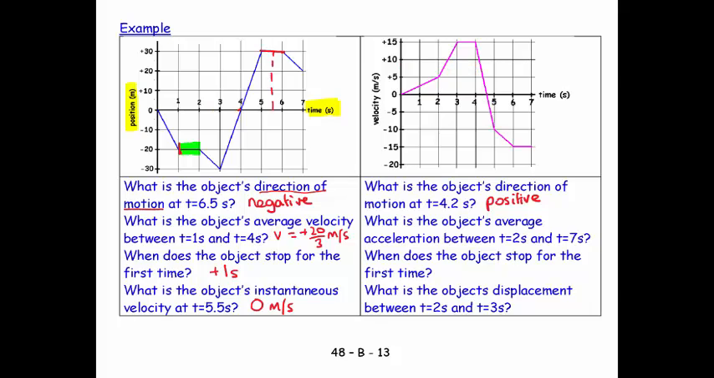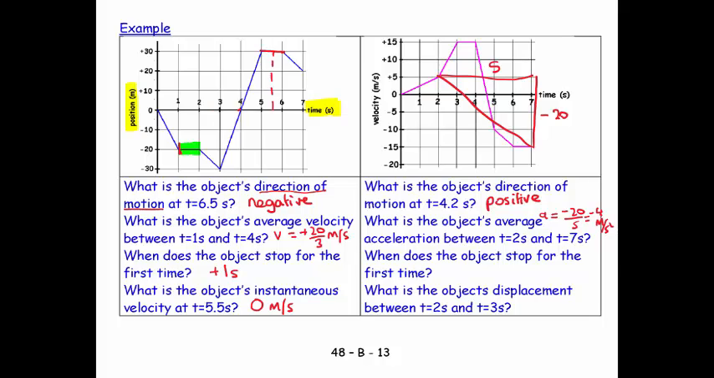What is the object's average acceleration between 2 and 7? So here's 7, and here's 2, and here's my triangle. Remember that acceleration is the slope. This is minus 20, and this over here is going to be 5. So my acceleration is equal to minus 20 over 5, which equals minus 4 meters per second squared.